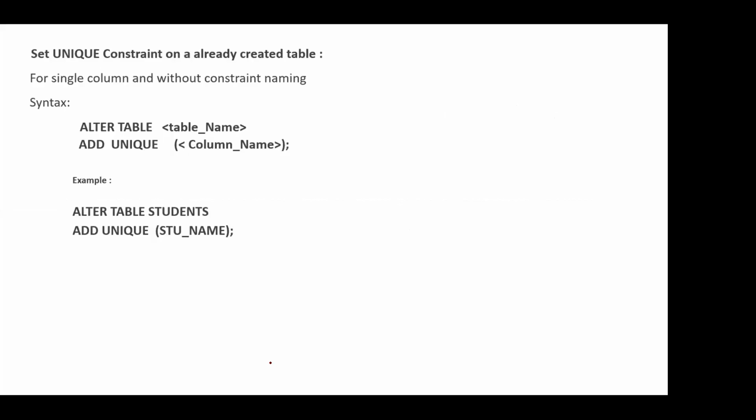Another method for an existing table: you can also assign a constraint by using the alter table statement. Alter table, table name, and add unique of column name. When you execute this statement, it applies the unique constraint on the column, student name.